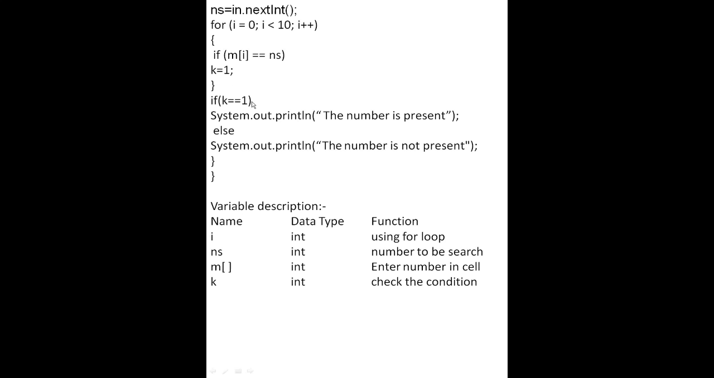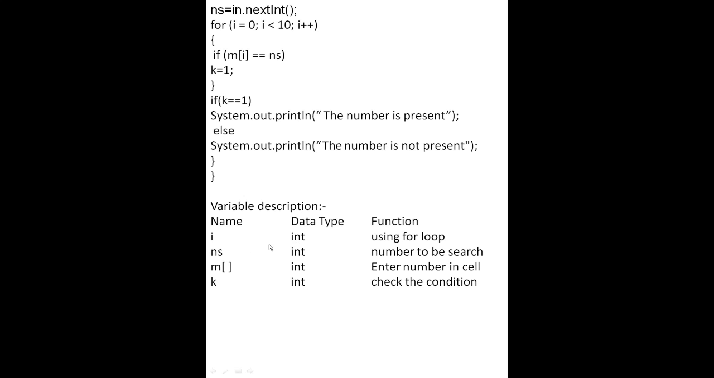If k becomes 1, if k equals 1, then the message is System.out.println the number is present. Otherwise, else System.out.println the number is not present. If k is not equal to 1, then the number is not present. Then we have opened curly bracket 2 times, so we will close curly bracket 2 times here. Students, you are not writing the variable description, you should write the variable description also. We have taken i, ns, m and k in this.